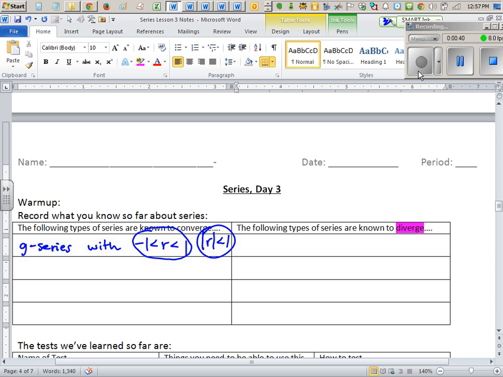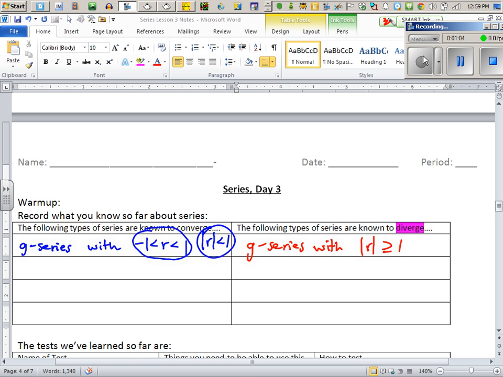Don't put the equals on there because that will actually diverge. So yeah, like on the right, you could put G series with absolute value R greater than or equal to 1 diverge. So that's how I want you to fill this out. Okay, don't put specific problems in there. Just types of series that converge and diverge.